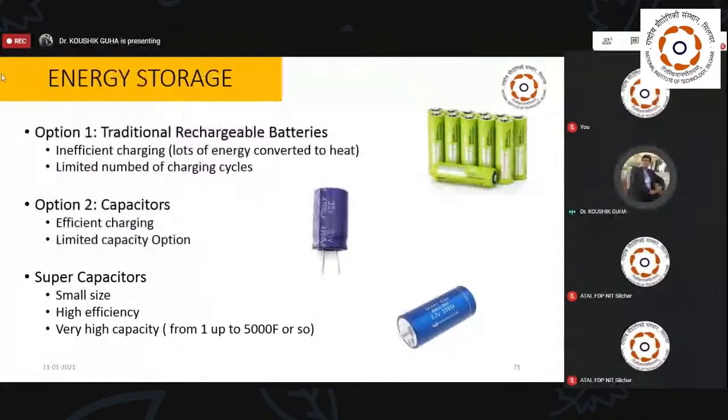Option two is capacitors, which are efficient, but have very limited capacity. Then there are supercapacitors, which have very small size and high efficiency, and also very high capacity. Supercapacitors are also one of the good research areas where a lot of people are working to develop good supercapacitors to store the energy.